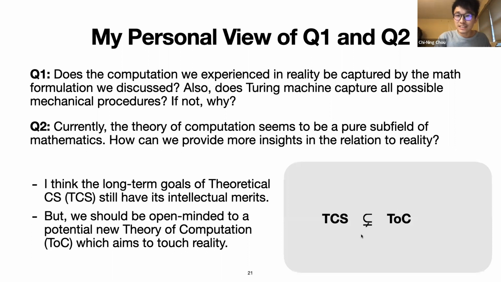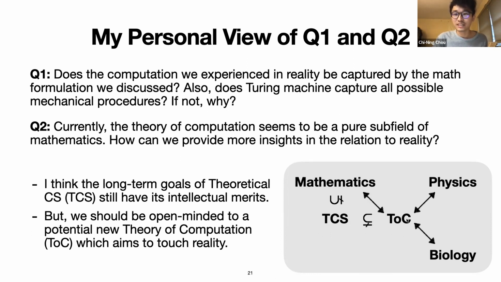To give a pictorial explanation of what I have in mind, TCS is a strict subset of the study of theory of computation. TCS is a pure subfield of mathematics, but the theory of computation itself is not a subset of it, and it interacts with mathematics, physics, and biology. I hope people in the field can be open-minded and have some people work on creating this field. I believe this will be more illuminating, in the sense that it will be more connected to reality, so it can inspire other fields even more.